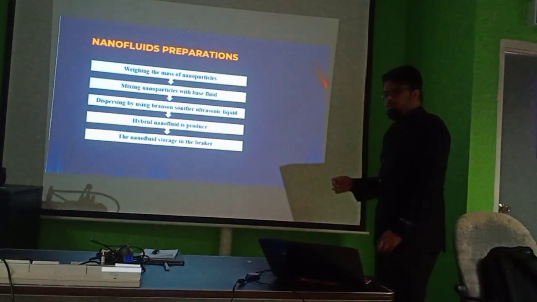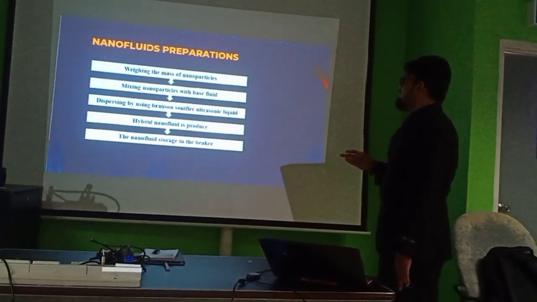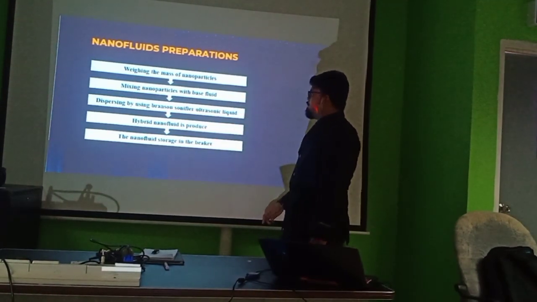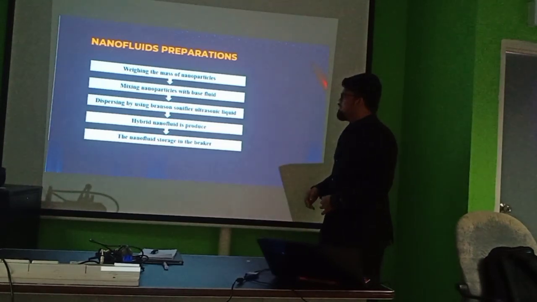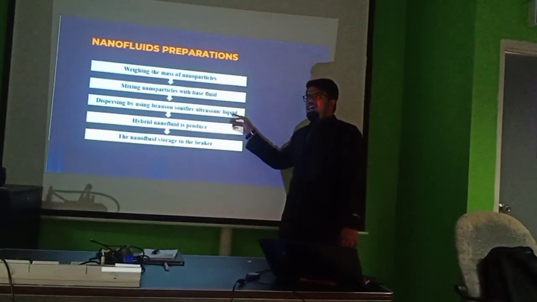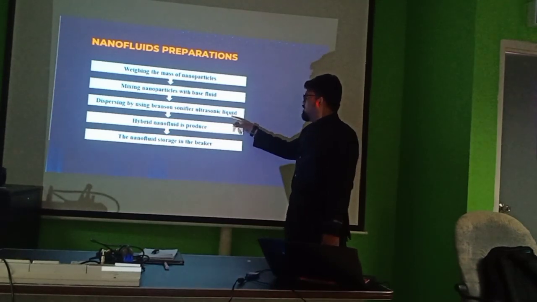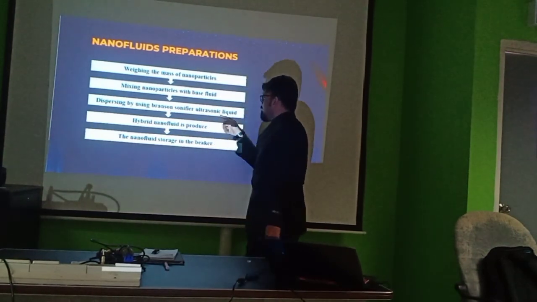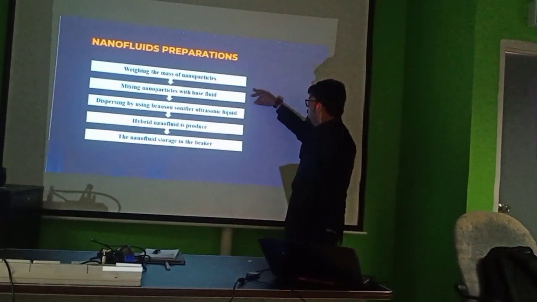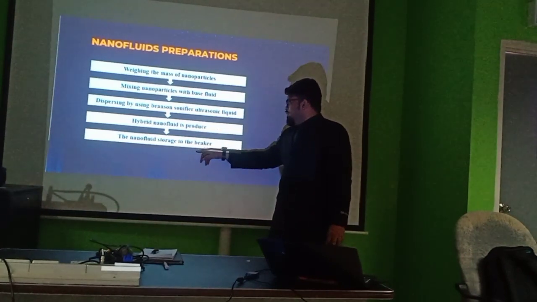So, nanofluid preparation, this is the general process chart. First, we measure the mass of the nanoparticle and mix the nanoparticle with the base fluid. This process uses a Branson sonifier ultrasonic liquid processor, which is in FTKM lab 19. So we use the Branson sonifier ultrasonic. Hybrid nanofluid is produced, and then we store it in the beaker.